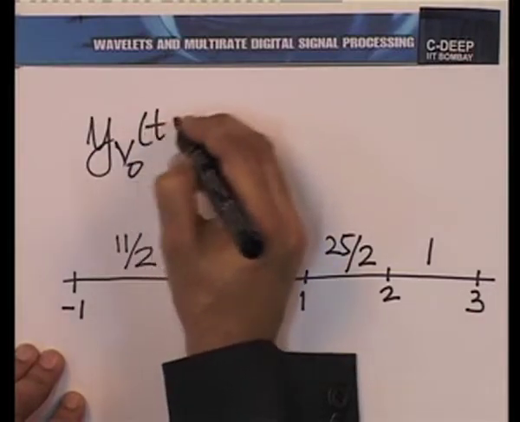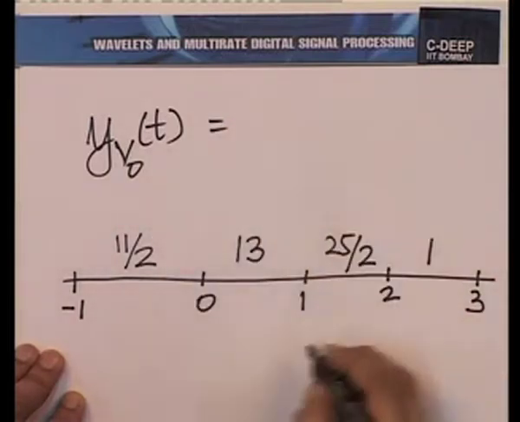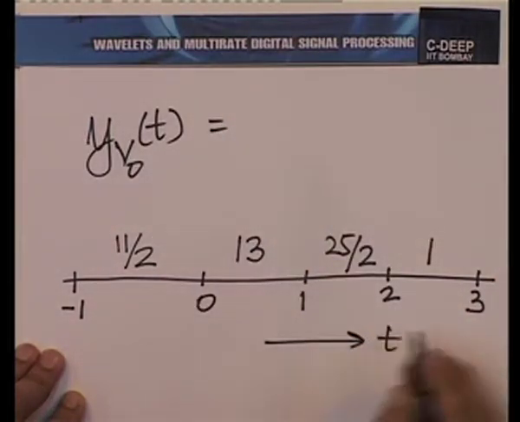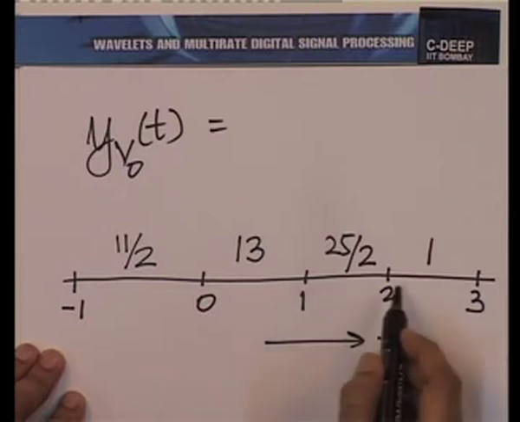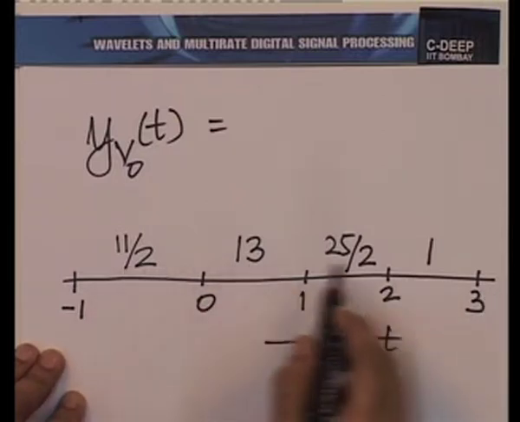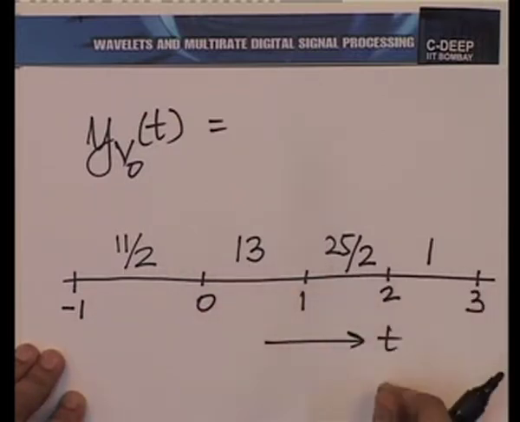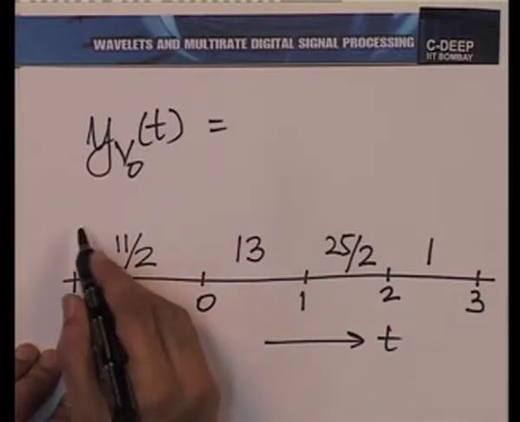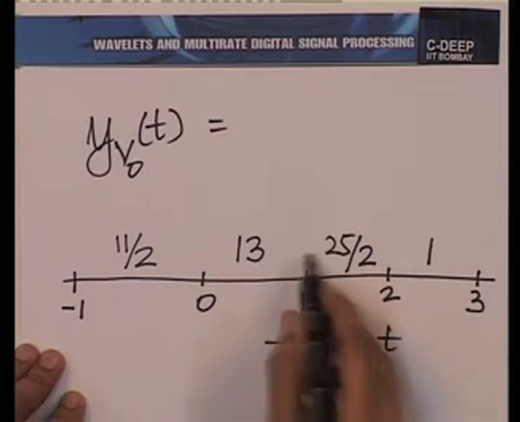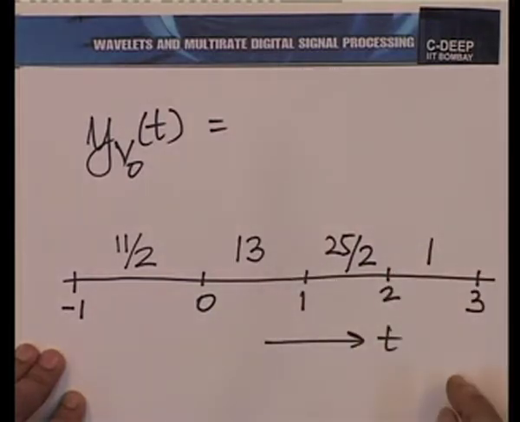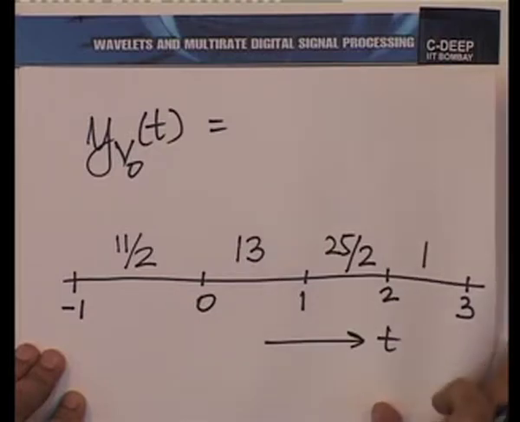Y projected on V0 as a function of t, piecewise constant on the unit intervals, and these are the piecewise constant values. Now, of course, I am not actually drawing the function here, it is easy to visualize the piecewise constant values. But let me now go to the projection on W0.